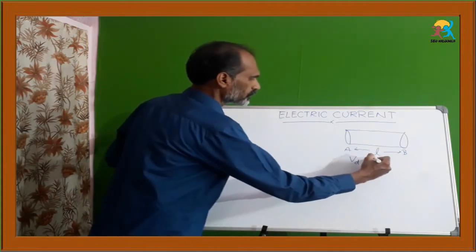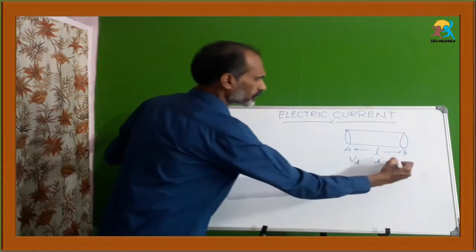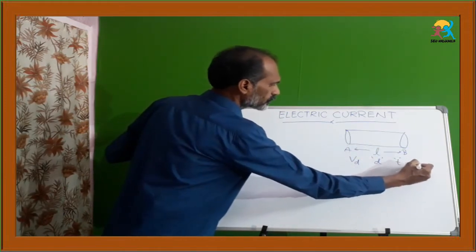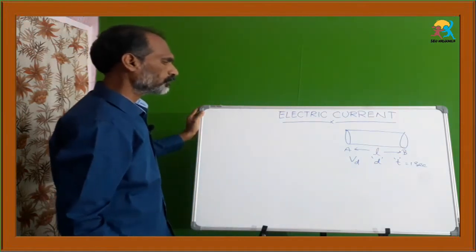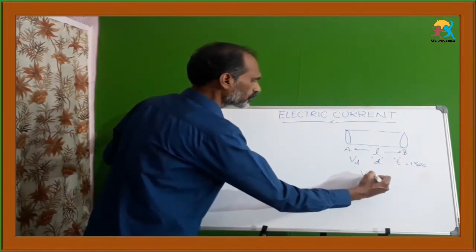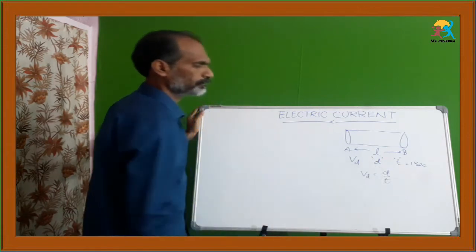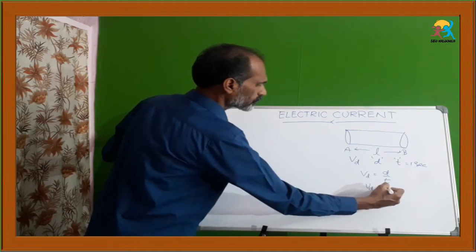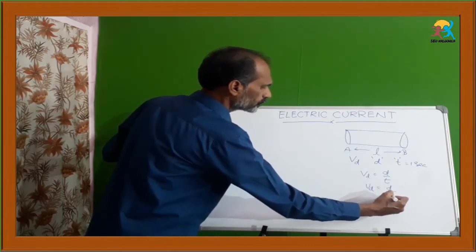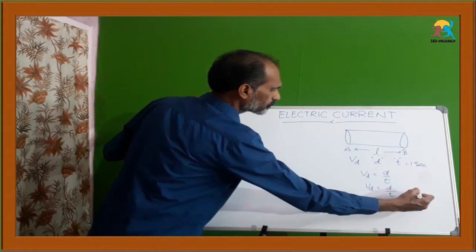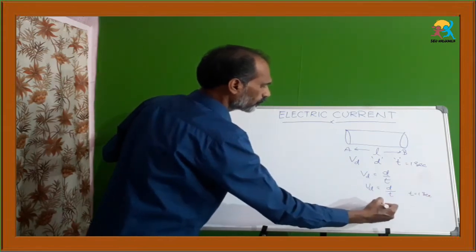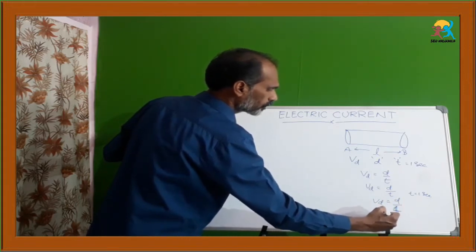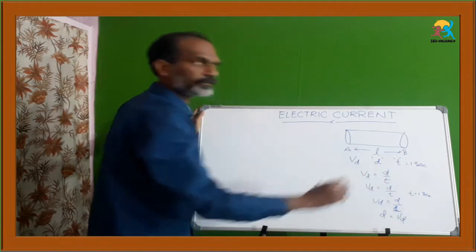The d is the distance traveled by the electrons, and the time is the time taken to travel this entire length L, that is 1 second. We know the formula velocity Vd is equal to distance by time. If we apply all these values in this formula, Vd is equal to d by t. Here t is 1 second, then Vd is equal to d by 1, so d will be Vd.